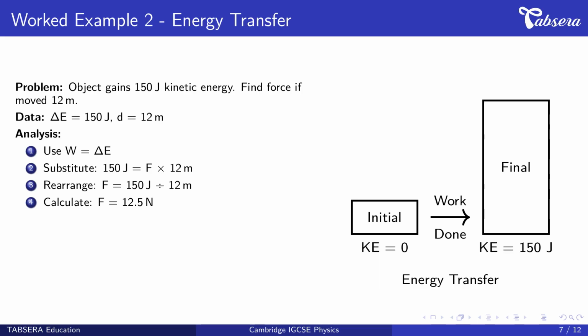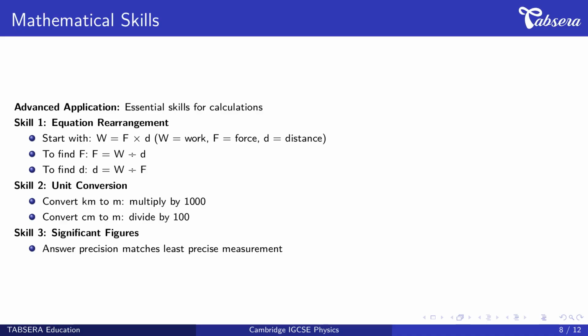Initially 0 kinetic energy, work is done. Finally 150 joules kinetic energy. Mathematical skills are crucial in physics. Let's examine 3 key skills.